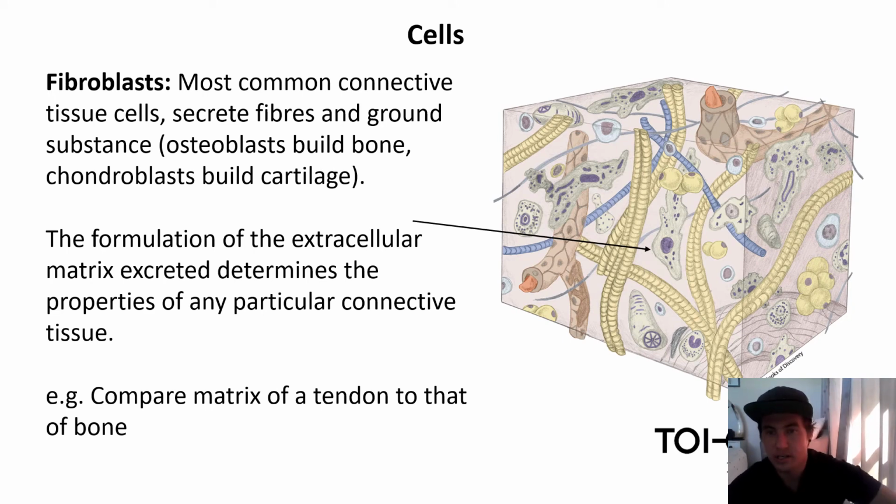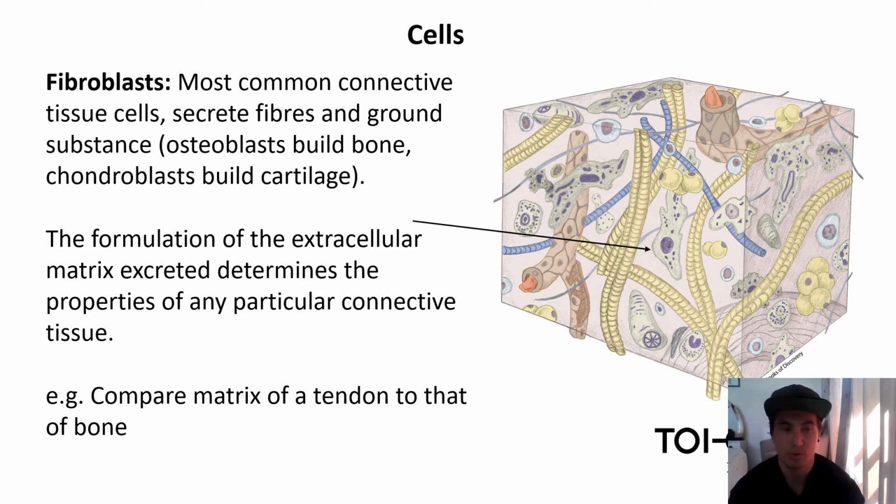Different types of cells within each type of connective tissue depending on what it is. Fibroblasts are the most common connective tissue cells. If we think about some terms we know, like osteoblasts, osteoblasts are bone cells which are connective tissue builders. So fibroblasts are also building cells. They secrete fibers and ground substance, which helps build that extracellular matrix. And the formation of this extracellular matrix determines the properties of any particular connective tissue.